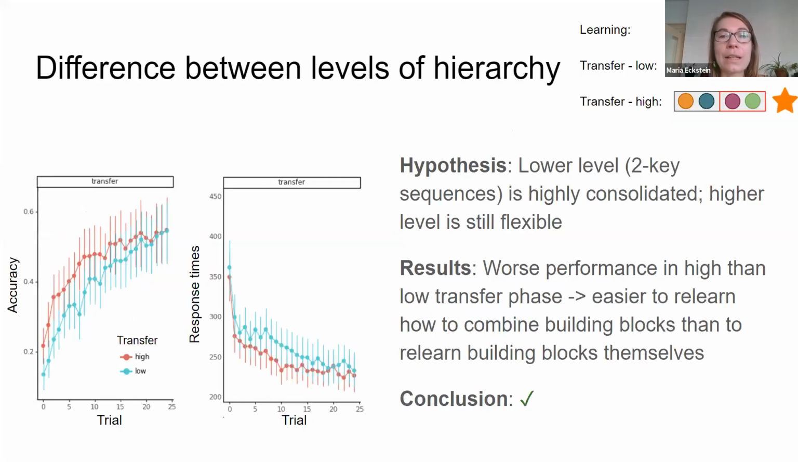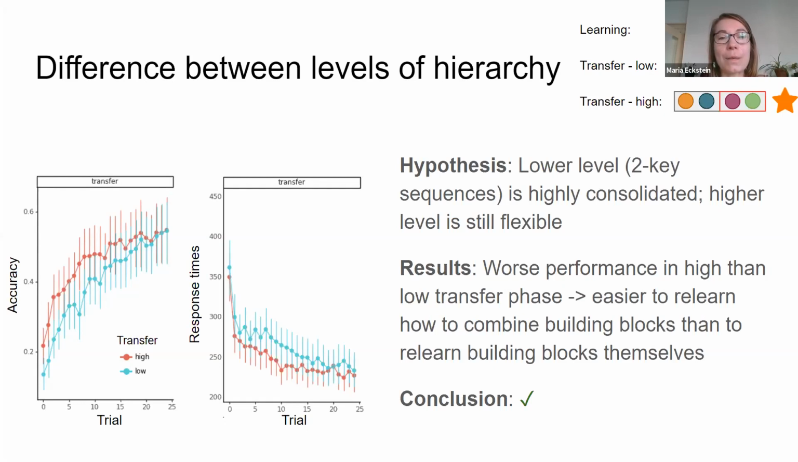Lastly, I wanted to look at the transfer phase and see if there are differences between the high and low condition. As a reminder, in the low condition, we changed individual keys in the 2-key sequence. In the high condition, we changed a combination of 2-key sequences that make a star. What I was interested in was whether people relearned the low-level 2-key sequences as easily as the high-level sequences of sequences. Our hypothesis was that the lower level would be more consolidated and less accessible.